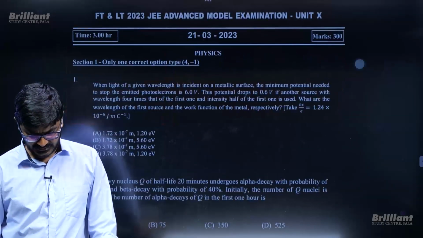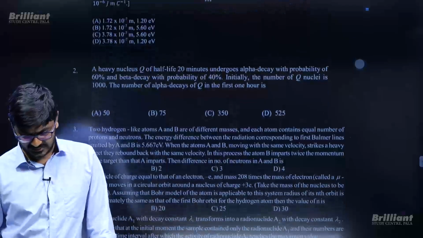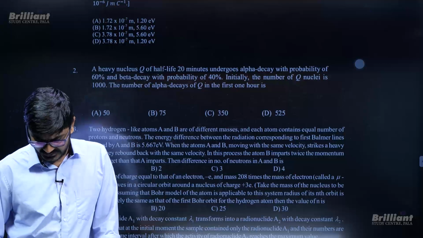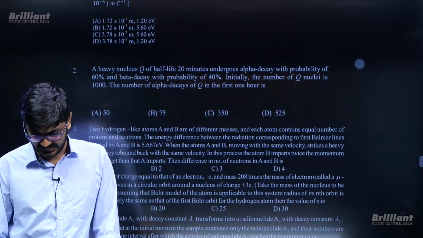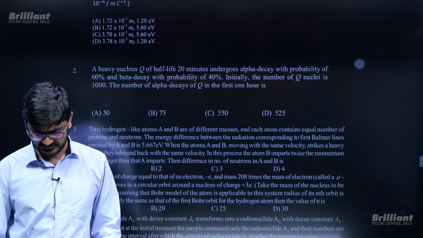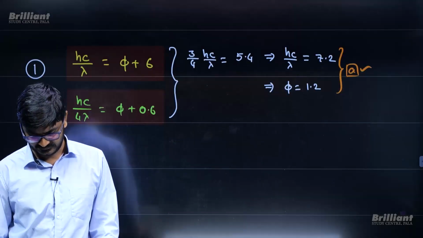In the next question, a heavy nucleus has a half-life of 20 minutes, the alpha probability is 60 and beta is 40. Initially 1000 nuclei are there. In 1 hour, what is going to happen?